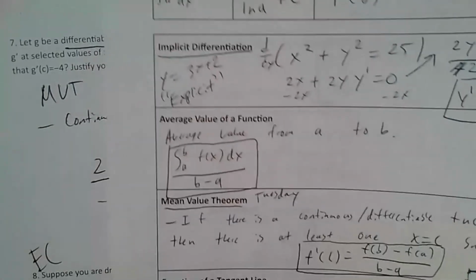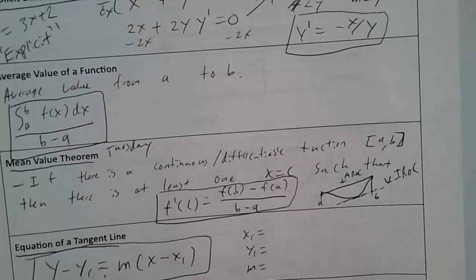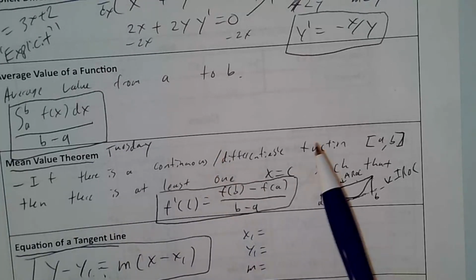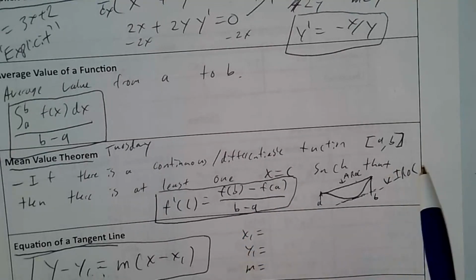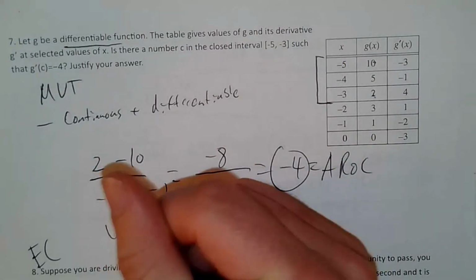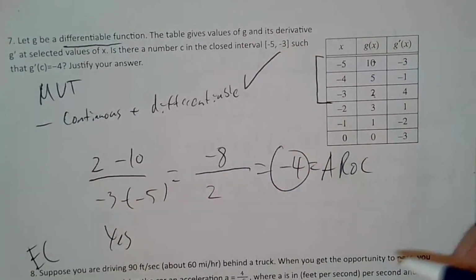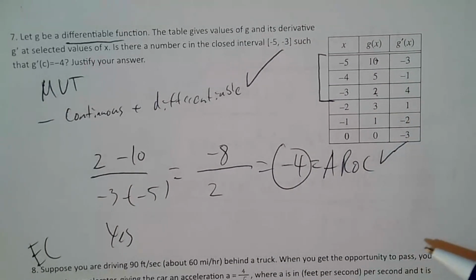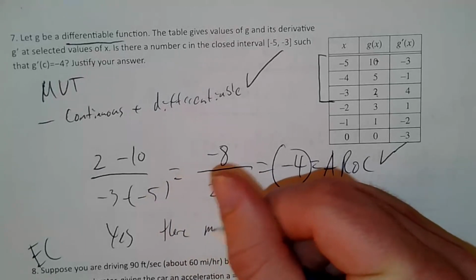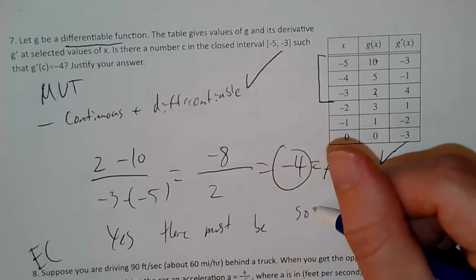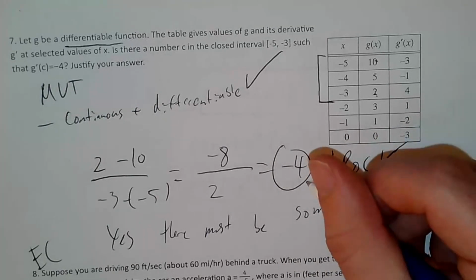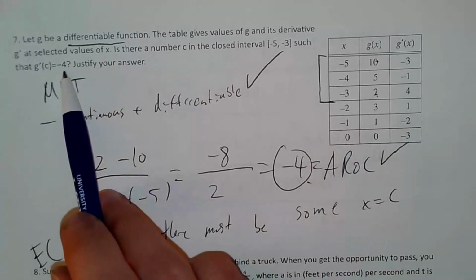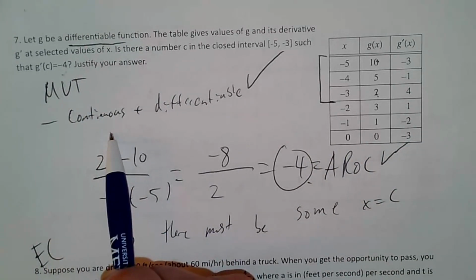And what the mean value theorem says is that if it's continuous and differentiable, then there must be some c where the derivative equals that average rate of change. So the answer to this is yes, because it's continuous and differentiable, and the average rate of change is -4. There must be some x equals c. Because average rate of change is -4, I'm looking for it to equal -4. It's continuous and differentiable. There must be one.